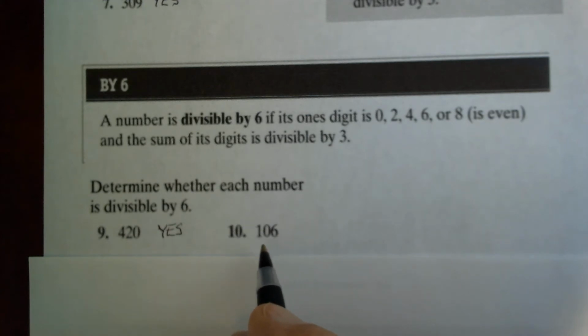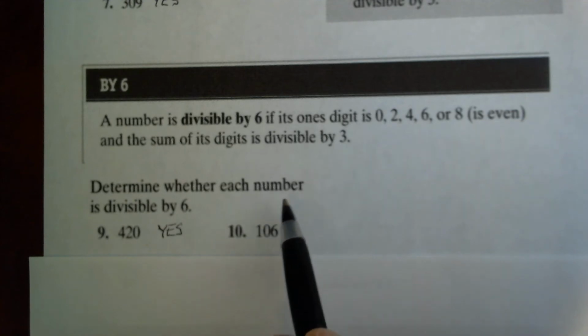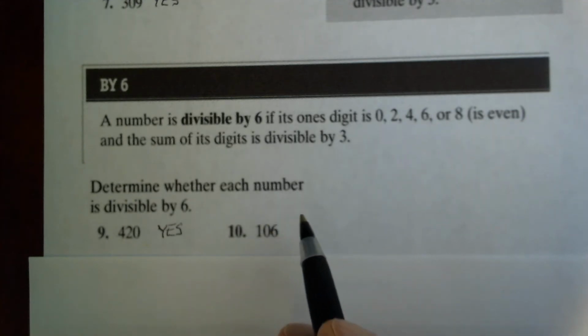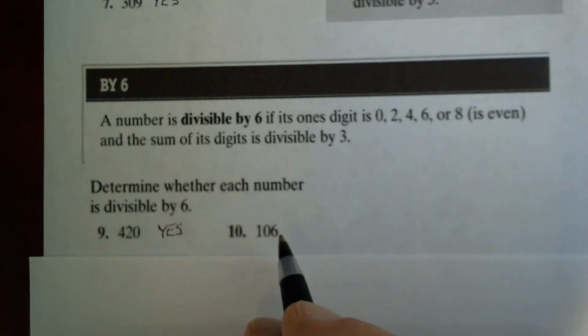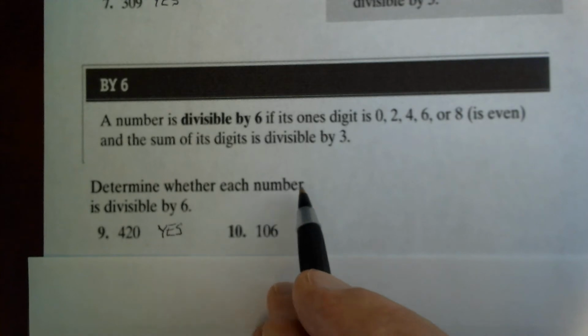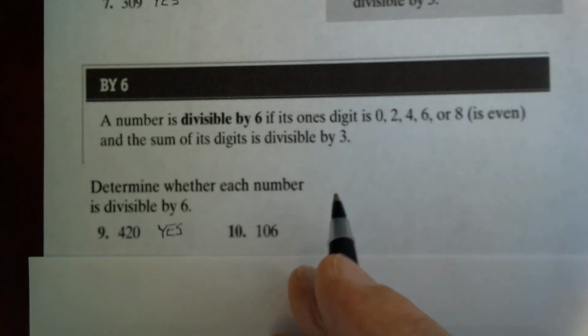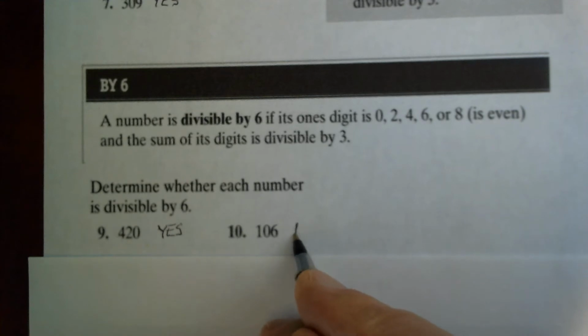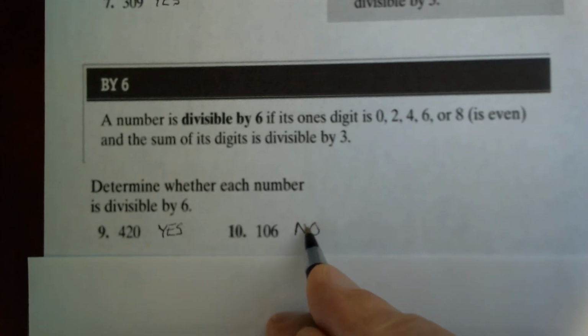Okay, now for the number 106 in exercise 10, it's an even number and ends in a 6, so that works. But when we take the sum of the digits, 1 plus 0 is 1, plus 6 is 7, and 7 is not divisible by 3. So therefore, this number, 106, is not divisible by 6.